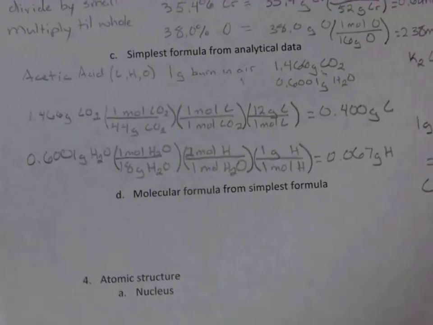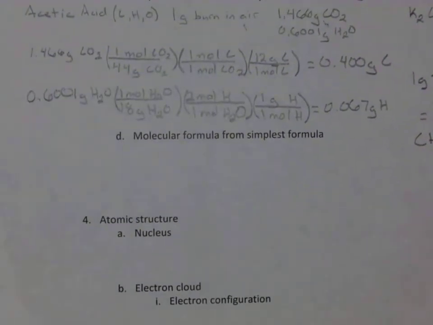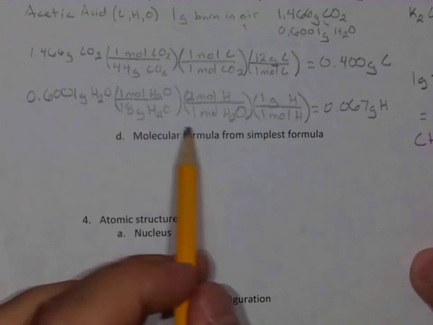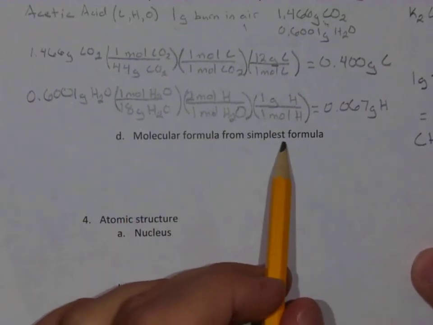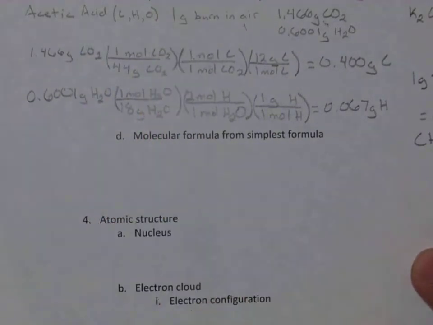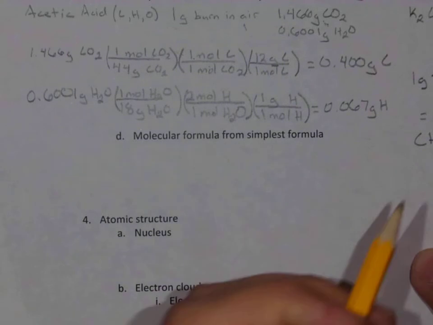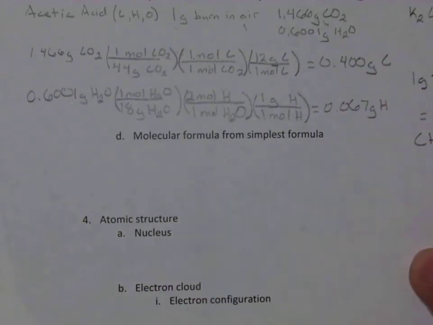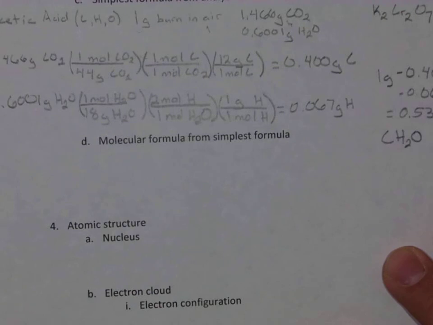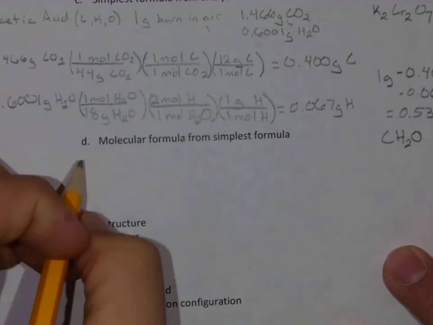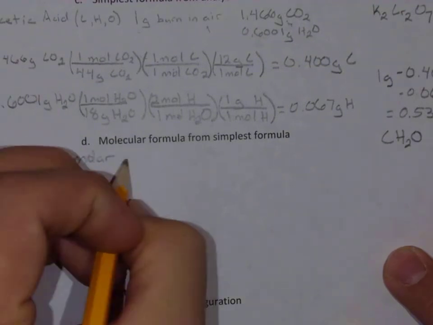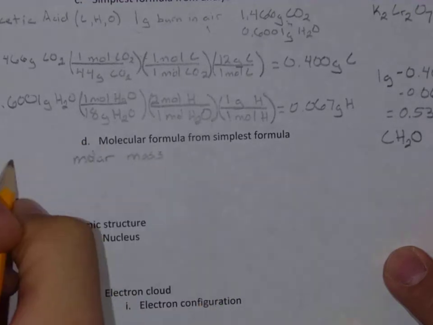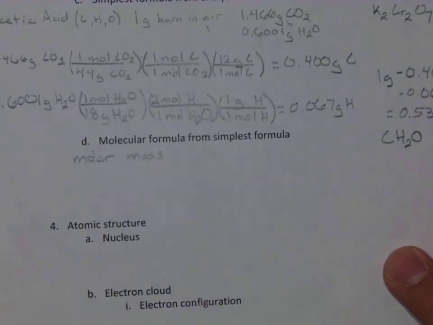Then we get to do one last step. We can get to our molecular formula from the simplest formula. The simplest formula is just the lowest whole number ratio of atoms. That would be our CH2O. But if I know the molar mass, then I can figure out what my actual molecular formula is.